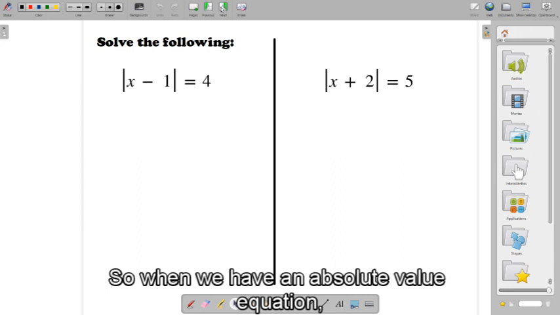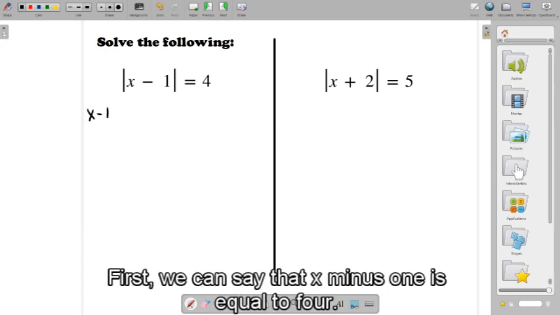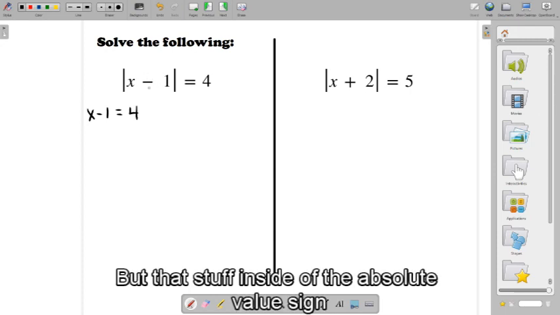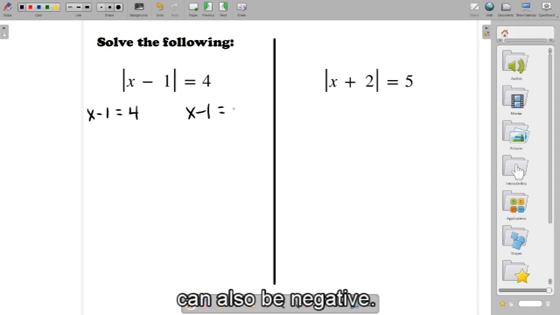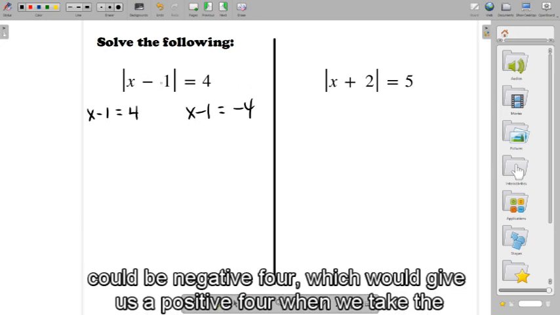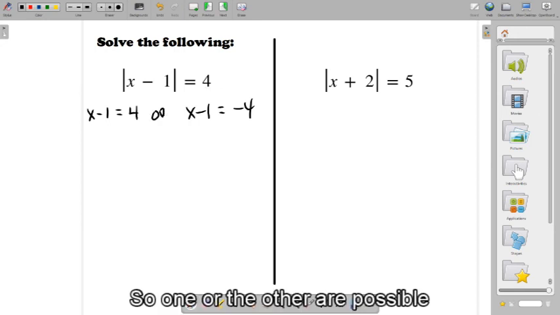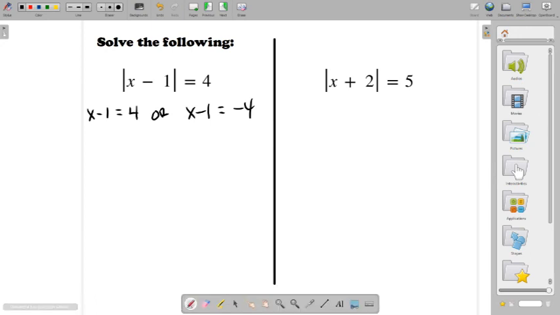So when we have an absolute value equation, this equation is going to break up into 2 parts. First, we can say that x minus 1 is equal to 4, but that stuff inside of the absolute value sign can also be -4. Now, we're not saying the absolute value is -4. We're saying the stuff inside could be -4, which would give us a +4 when we take the absolute value. So one or the other are possible solutions.